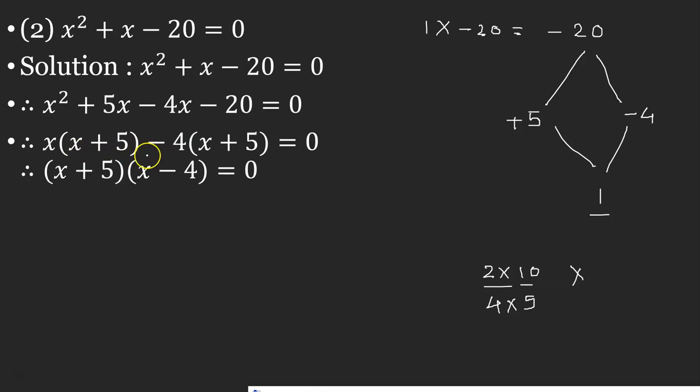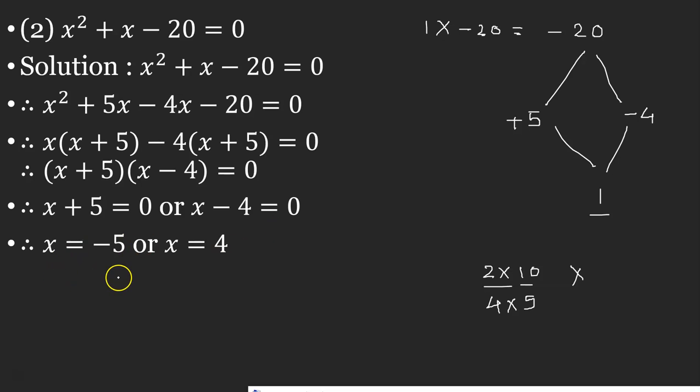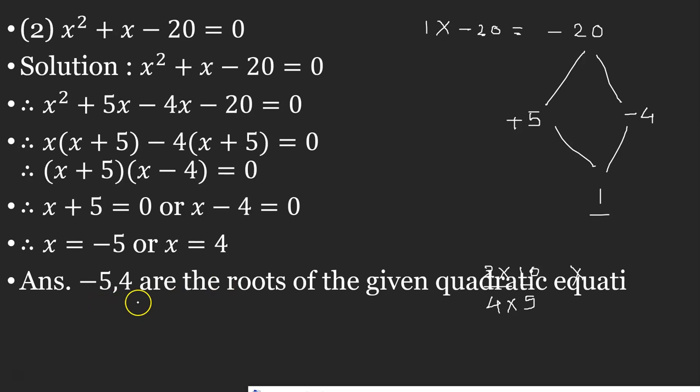आता पुन्हा x plus 5 इथे आहे, इथे x plus 5. Take x plus 5 as a common. And what will be in the next bracket? x minus 4 and that's equals to 0. पुन्हा नेहमीप्रमाणे x plus 5 is equals to 0 or x minus 4 is equals to 0. And therefore x is equals to minus 5 or x is equals to 4. These are the factors. Therefore minus 5 and 4 are the roots of the given quadratic equation. Now the next example.